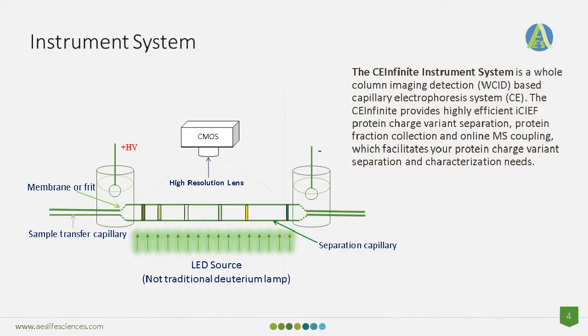The system we made is based on whole column image detection. Essentially, a 5 centimeter long capillary is monitored by an image camera, and the whole separation process can be monitored in real time. CIEF has a good application for protein isomer separation. However, until we developed the fractionation cartridge, there was a great challenge to isolate the isomer peak and do the MS coupling.